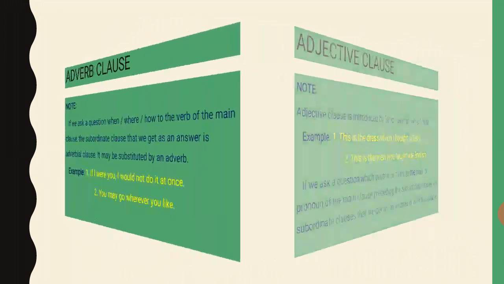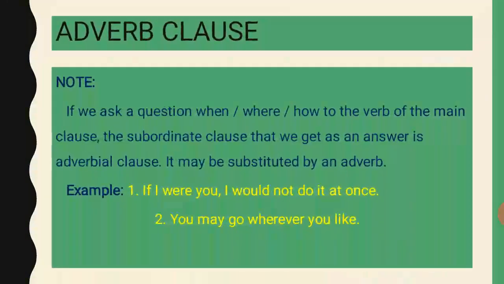So come to the third group, that is adverb clause. A subordinate clause which functions as an adverb by modifying the main verb or an adjective or another adverb of the main clause is called an adverbial clause. So here we have to note a point, it is very important. If we ask a question when, where, how to the verb of the main clause, the subordinate clause that we get as an answer is an adverbial clause. It may be substituted by an adverb.